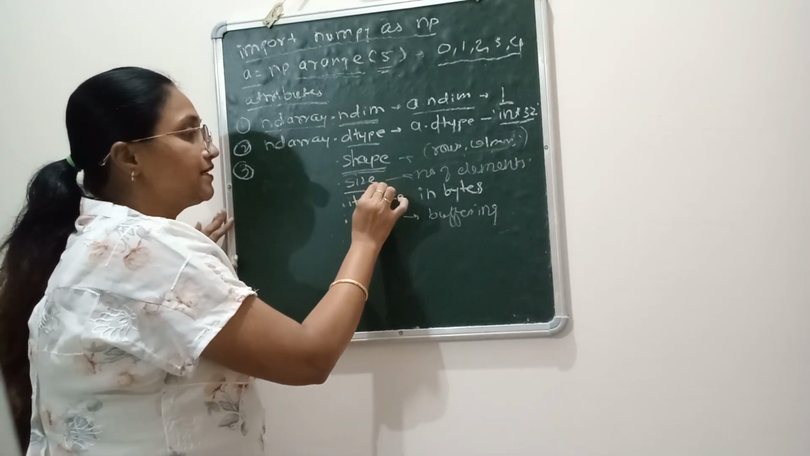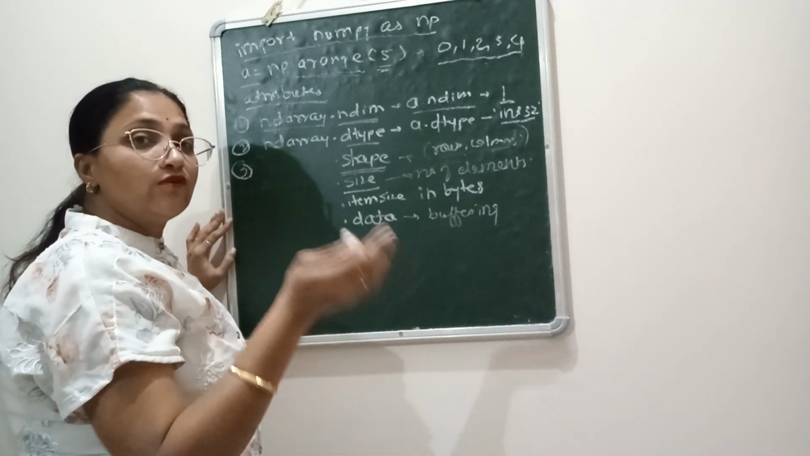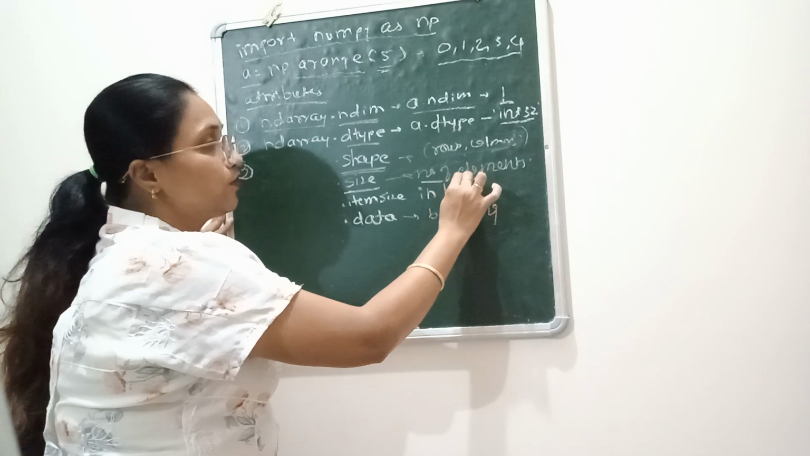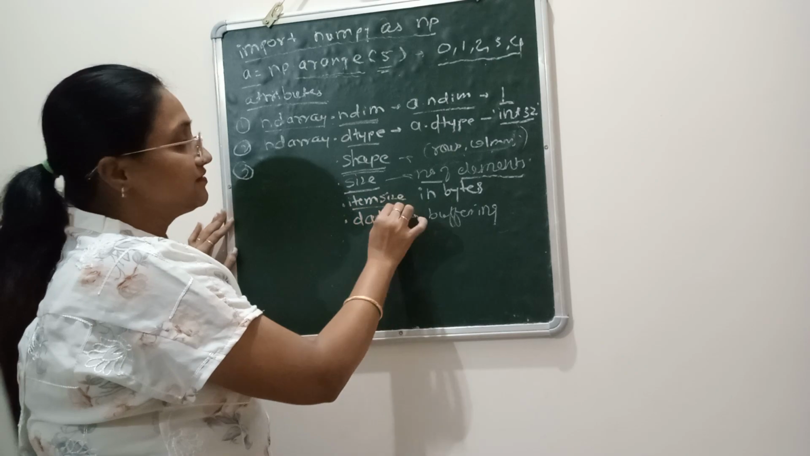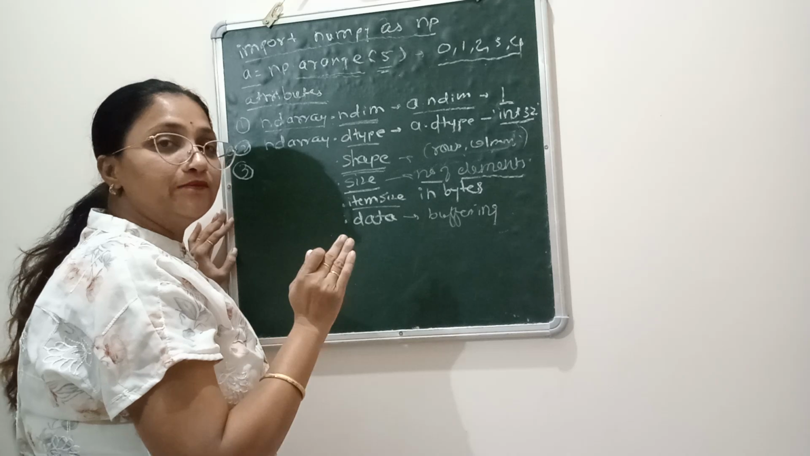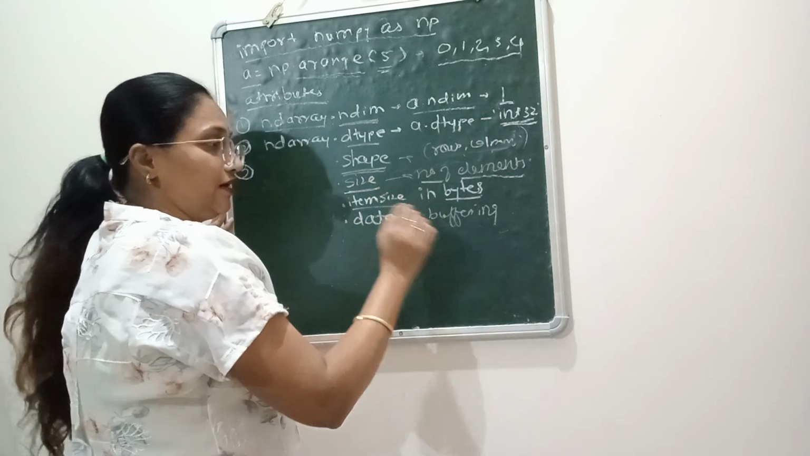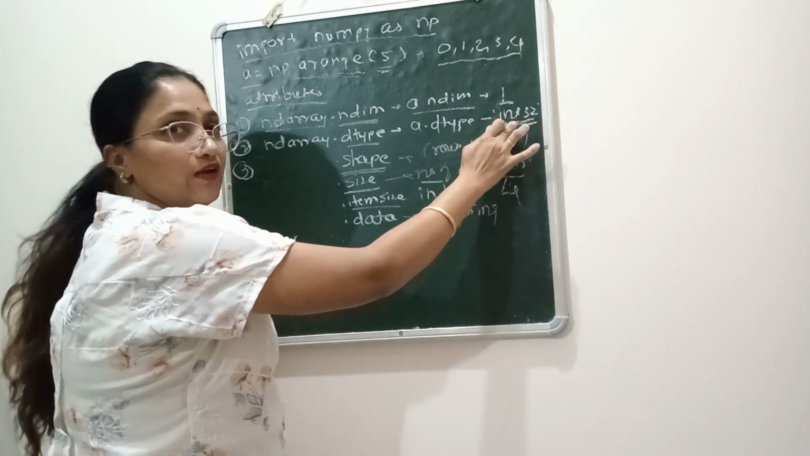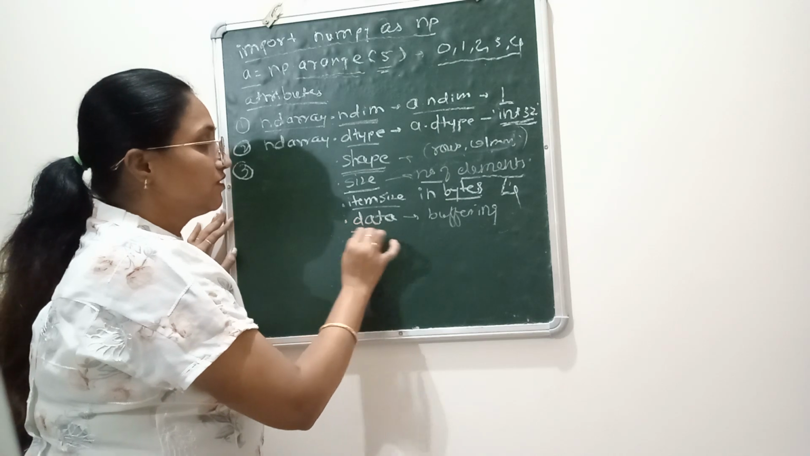Now next, size. Size will return the size of the array, that means the number of elements in the array. So the size attribute will return the number of elements in the ndarray. Now next, itemsize. Itemsize will return the size of each item in bytes. So if it is int32 data, it will return 4 because each number takes 4 bytes of memory.